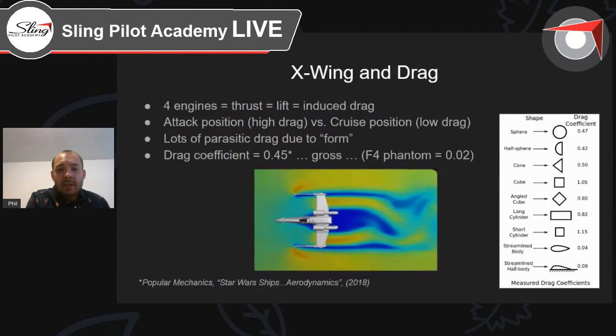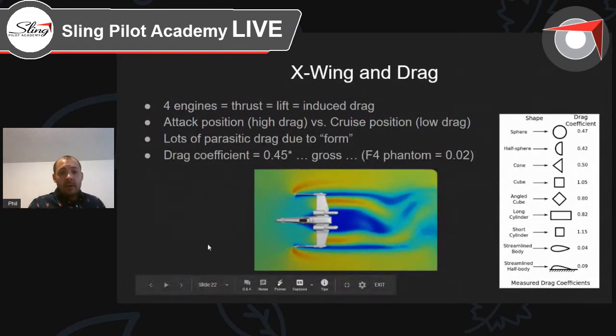One of the coolest things that I found about the X-Wing was actually published in Popular Mechanics in a 2018 edition. Somebody actually looked at the drag coefficient on the X-Wing. What the drag coefficient symbolizes is a unitless number where the smaller the number is, the more aerodynamically efficient it is. It takes all different types of drag, the induced drag from the lift it produces and the parasitic drag, and compiles that with the lift it's producing. There's an equation that generates this number.